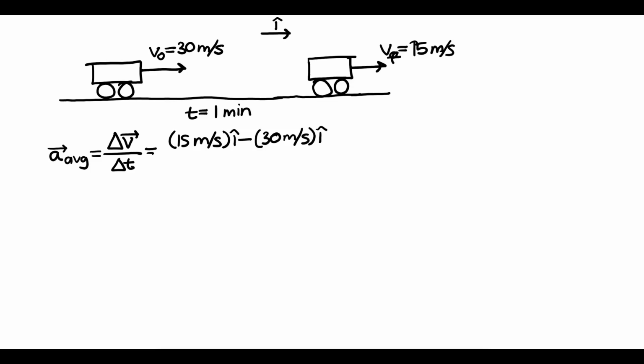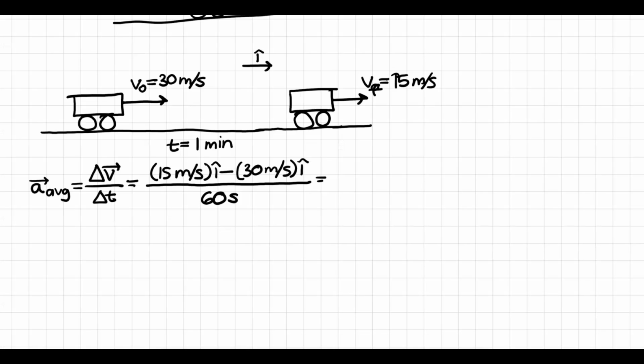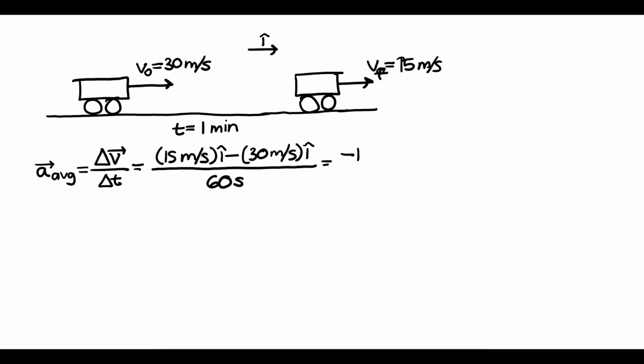Notice how, because both of these are rightward, we use positives. But watch what happens. 1 minute is 60 seconds. You have to use seconds for these problems, SI units. So you have 15 minus 30. That's negative 15 meters per second in the i direction over 60 seconds. And that is equal to negative 0.25 meters per second squared in the i direction.